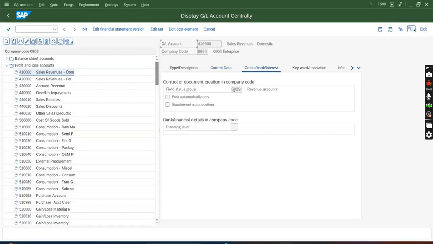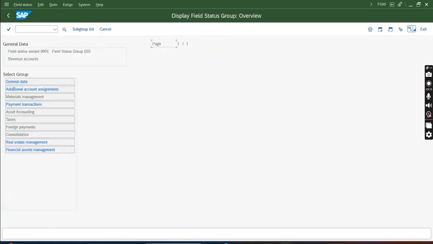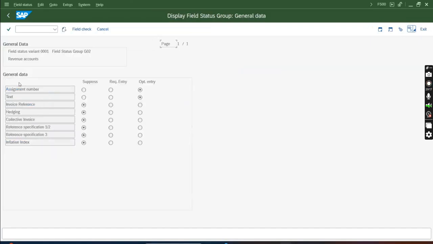Field status group ensures that when I post an entry using this GL account, it tells me which fields are mandatory and which fields are optional. For example, if I double click on this, you'll see different data. When I go to general data, it shows that the assignment number and text fields are optional. Nothing is kept mandatory here.